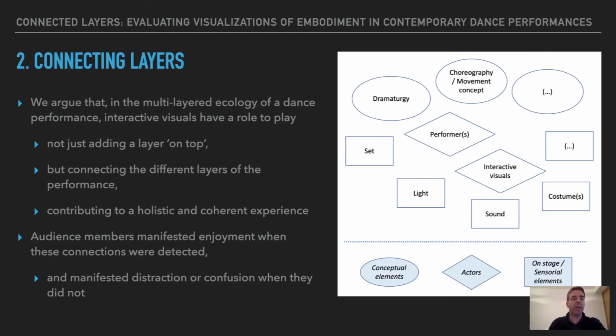We argue that, in the multi-layered ecology of a dance performance, interactive visuals have a role to play, not just adding a layer on top, but connecting the different layers of the performance, contributing to a holistic and coherent experience. Audience members manifested enjoyment when these connections were detected, and manifested distraction or confusion when they did not.